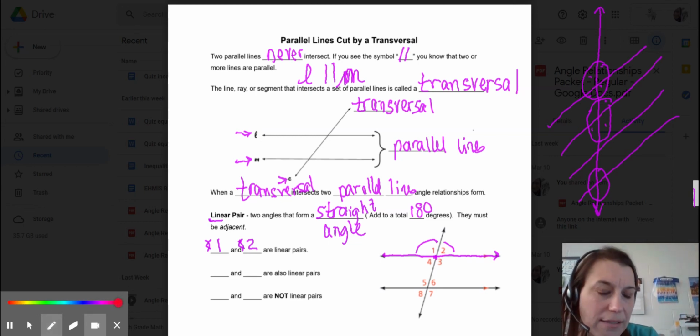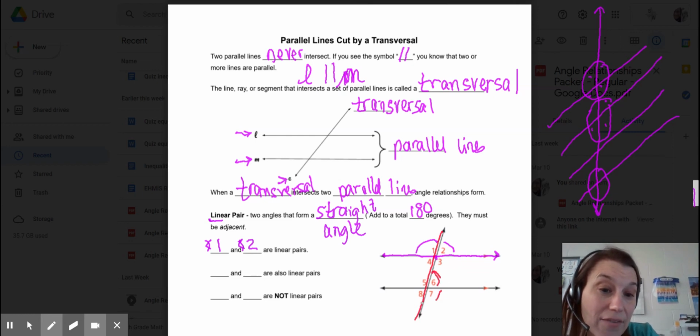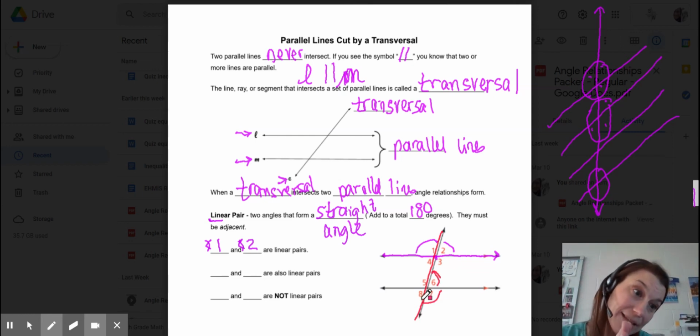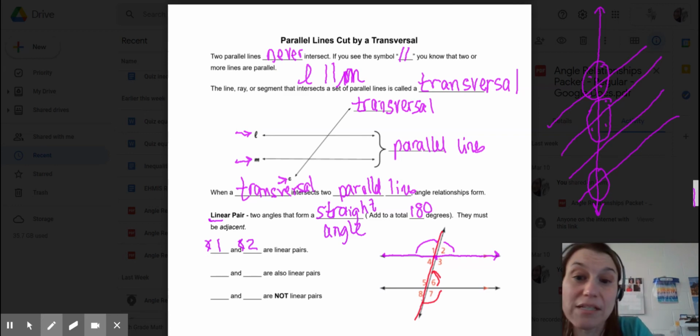And there's more sets than that. I can go all around actually. I could look down here. See, there's also a line this way. This transversal makes a straight angle also. And so angle 6 and angle 7, if you kind of look at that, they make that straight angle too. So 6 and 7 are also a linear pair.